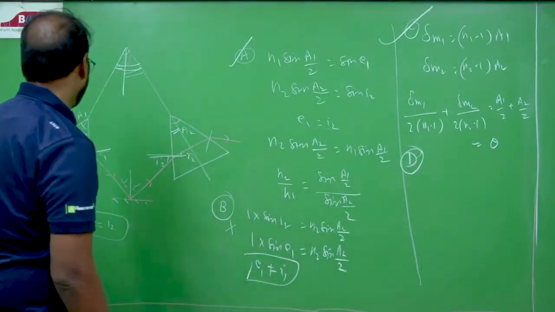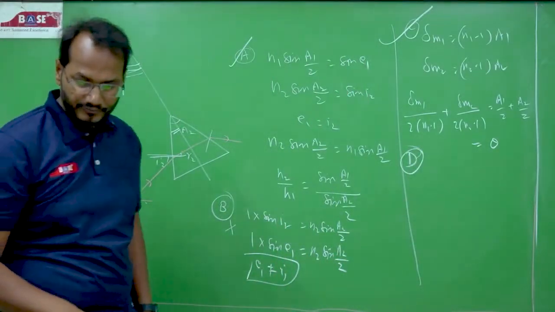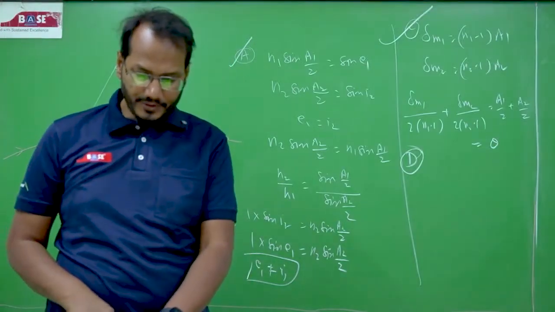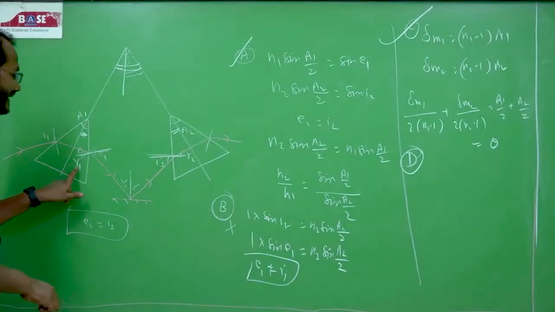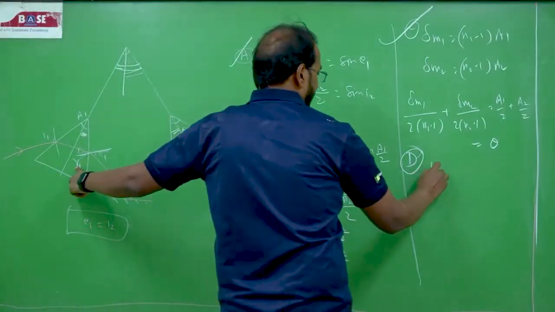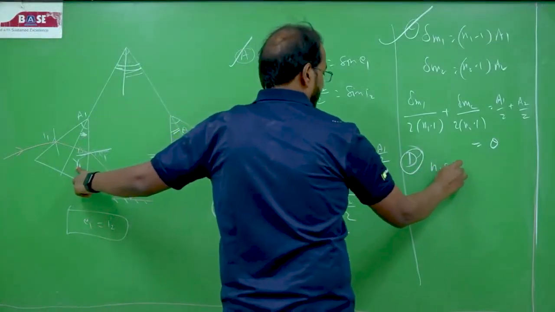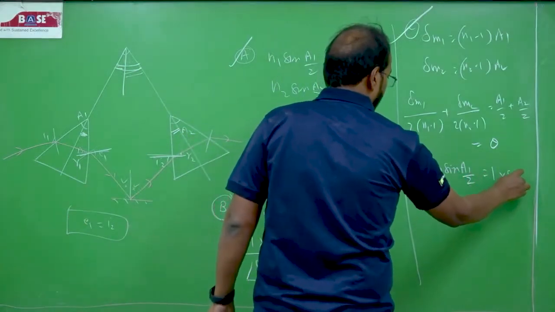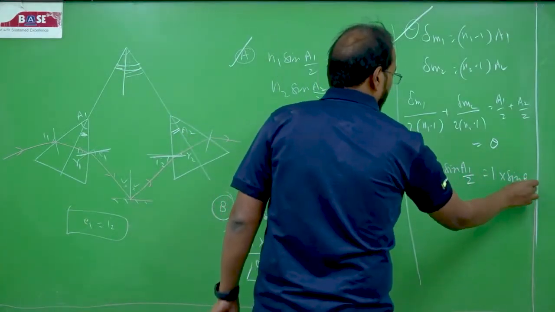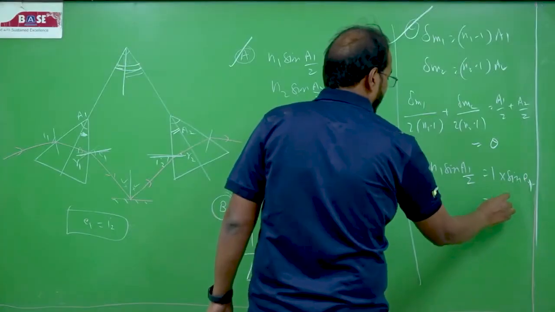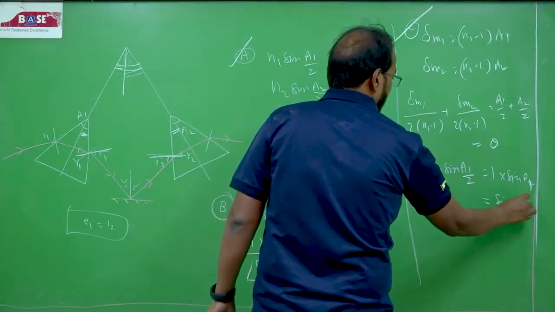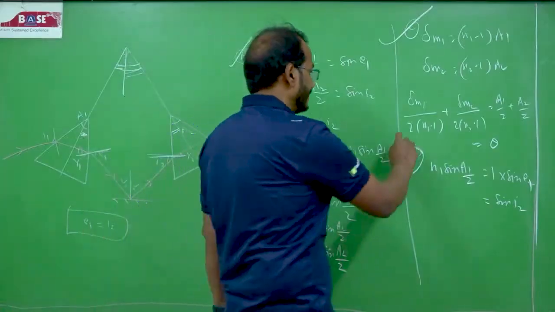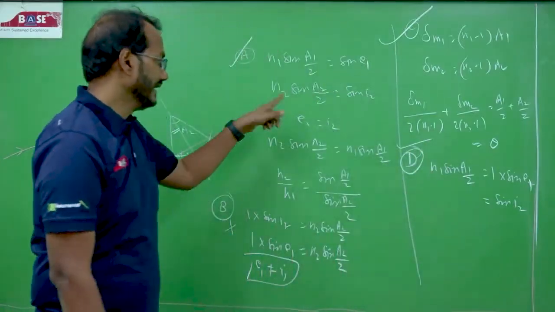In the D option, prism 1 is at minimum deviation. So in this case, if we write N1 into sine A1 by 2 for the first prism, it is equal to 1 into sine E1, and sine E1 is sine I2. So it is correct. So D option is correct. So the answer is A, C, D.